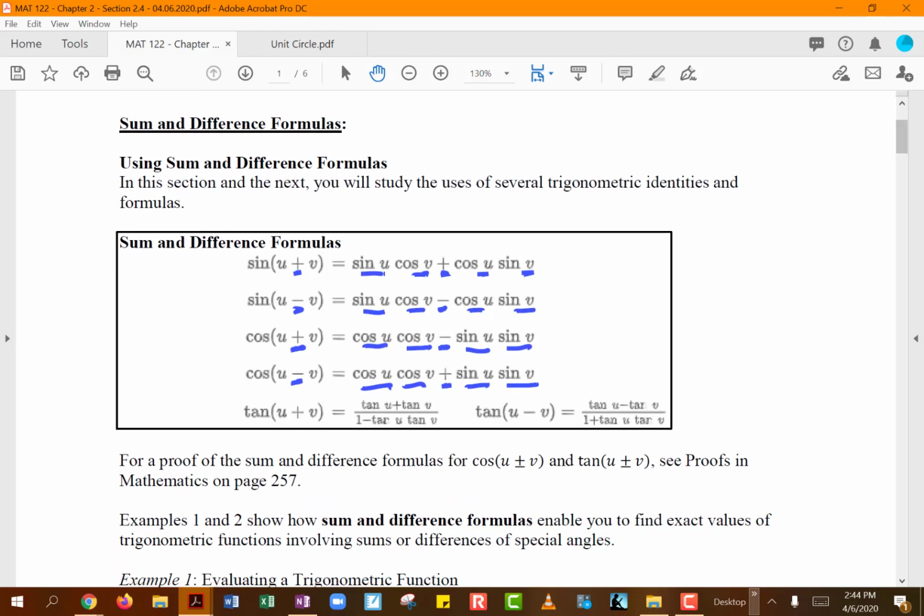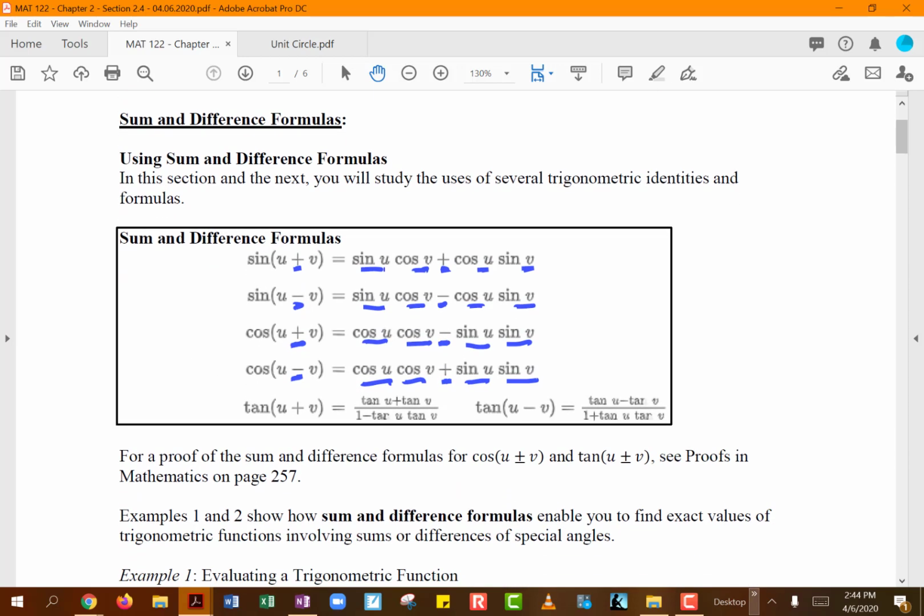So they're actually pretty straightforward, but obviously it's important to make sure you keep track of what happens when you're using the sine function and what happens when you're using the cosine function. Now looking at our tangent of u plus v, this one is going to be a fraction. You can see it's tangent of u plus tangent of v on the top, and then in the denominator you have 1 minus the quantity tan u multiplied by tan v. So that's the rule for u plus v.